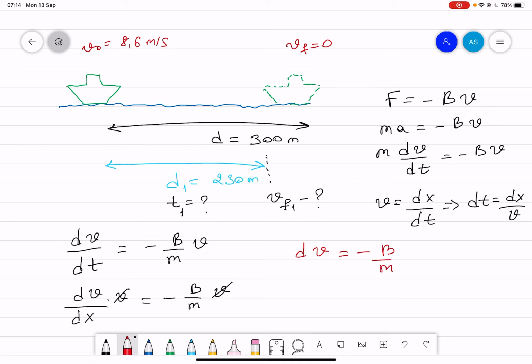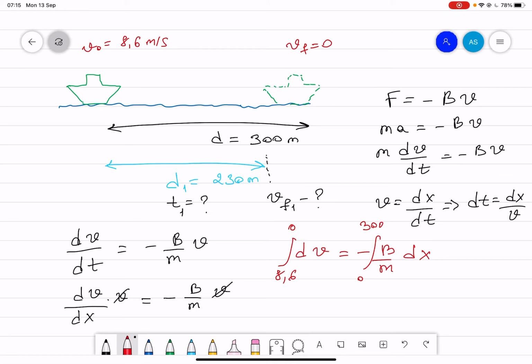Now dx can go to the right side. Then we can integrate both sides, and when we integrate, first we have to put in the condition that when it traveled 300 meters it stopped, so the final velocity becomes 0. So the initial velocity is 8.6 and the final is 0, and initially x was 0, finally it is 300 meters.